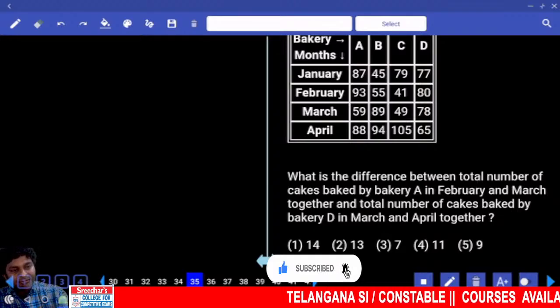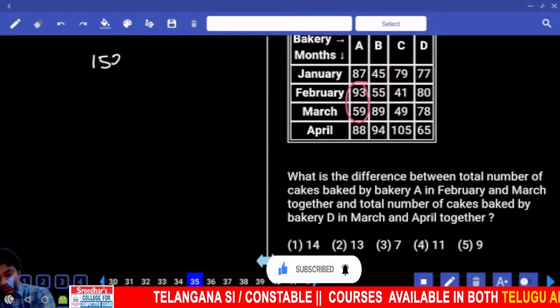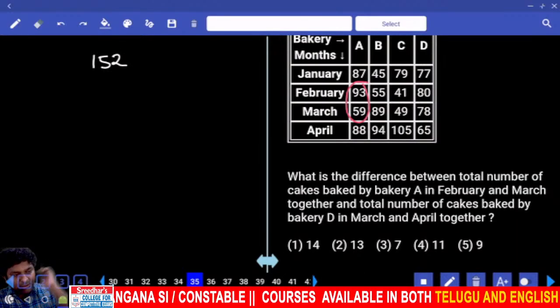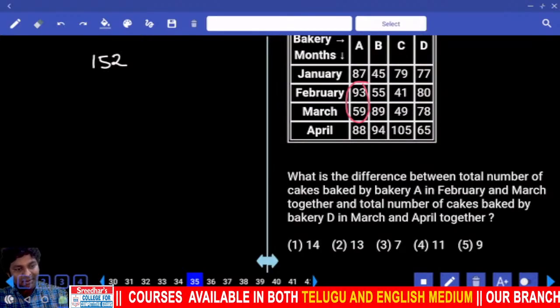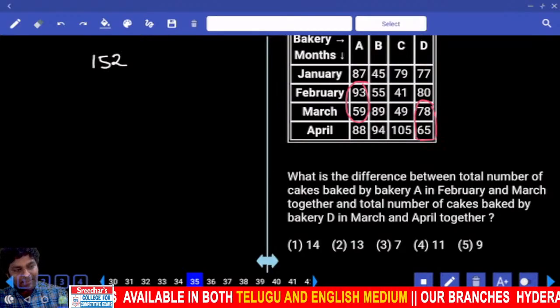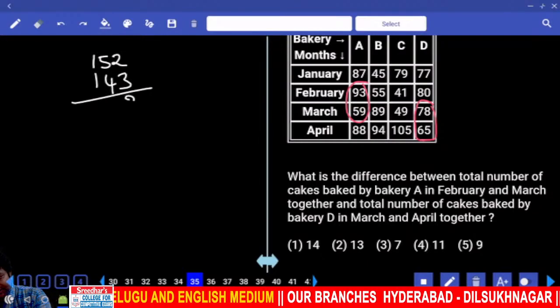What is the difference between total number of cakes baked by A in February, March together? A, February and March together, 152, and total number of cakes baked by bakery D in March, April. D in March and April, 143. Difference?